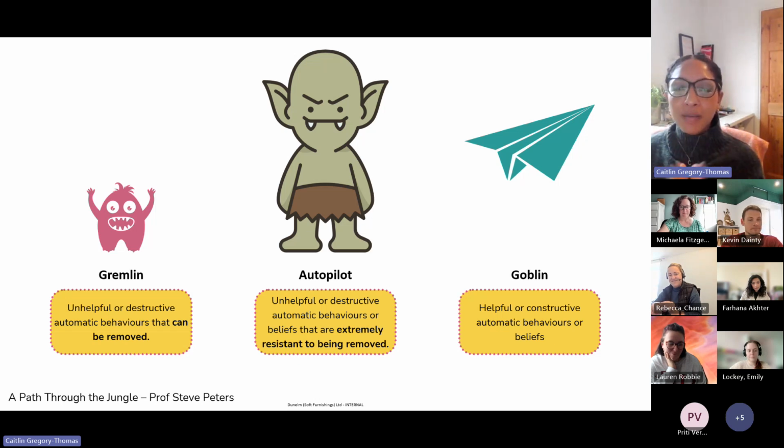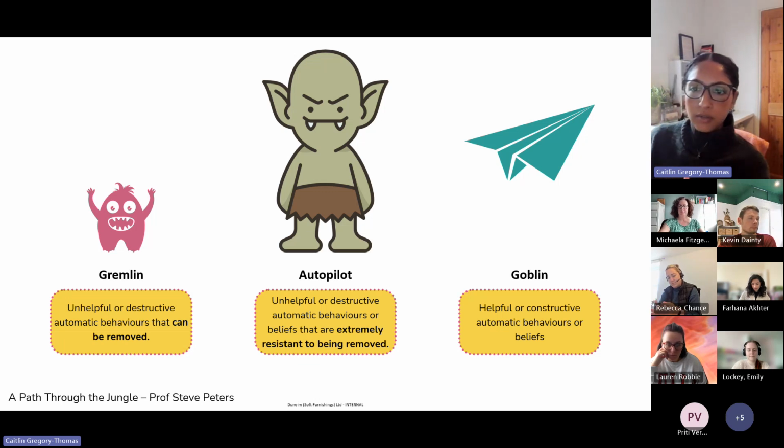So the first one, just to recap, is our gremlin. And our gremlin is those unhelpful and destructive automatic behaviours that can be removed. An important thing to remember is that it can be removed. Then we have our goblins, and these are unhelpful or destructive automatic behaviours and beliefs that are really, really resistant to being removed. It takes a lot of work and persistence to remove those. So that's not what we can tackle or start tackling today, and you're also more likely to need support to do that. And then we have our autopilots, and these are helpful or constructive automatic behaviours and beliefs.